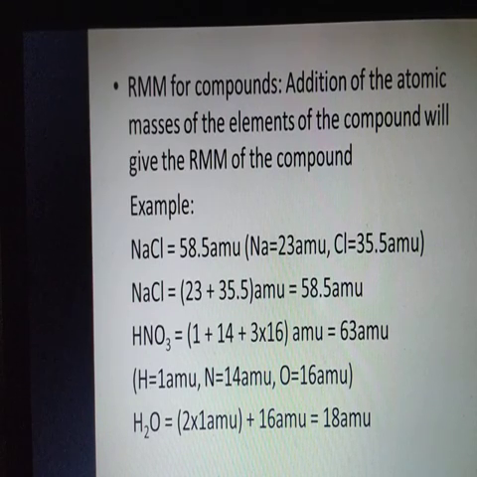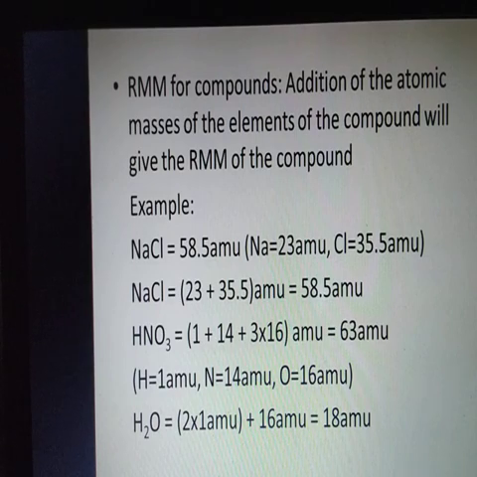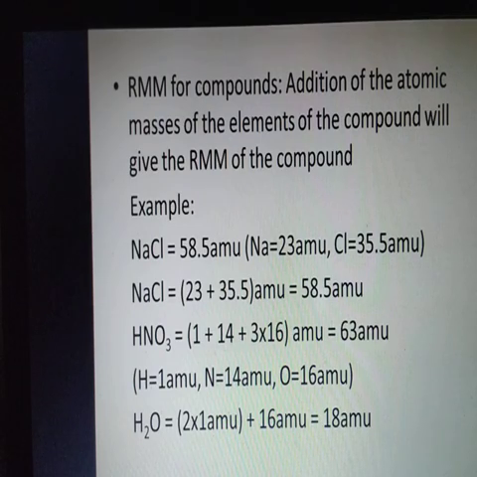HNO3. First figure out how many atoms: hydrogen 1, nitrogen 1, and oxygen 3. One hydrogen atom weighs 1 amu, one nitrogen atom has a relative atomic mass of 14 amu, and one atom of oxygen is 16 amu. Three oxygens, so 3 multiplied by 16, and the result is 63 amu. H2O: how many hydrogens are there? 2. And oxygen, 1. So 2 multiplied by 1 gives 2, plus 16, that is 18 amu.